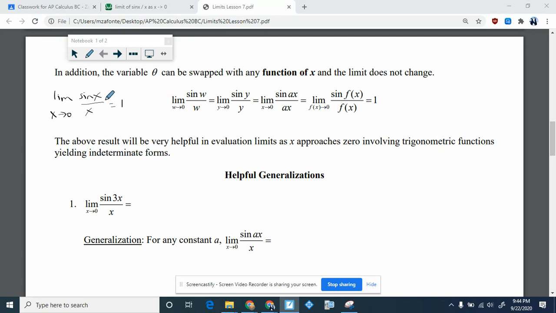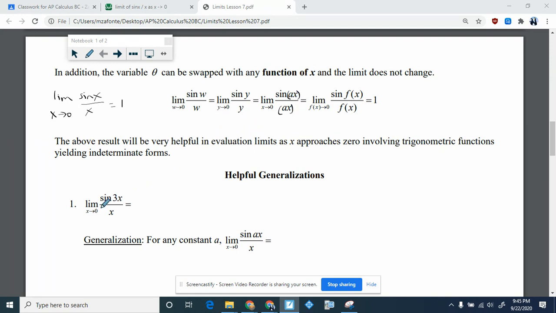And we talked about how it turns out that this variable doesn't really matter. It could be sine w over w, sine y over y, sine ax over ax. Notice how these are identical, and we're driving x to 0, which would drive ax to 0. Or it could be sine of some function over that exact function. And if we can drive that function to 0, we're always going to get 1. It always works out to be that way. All right, so let's see how these problems play out.